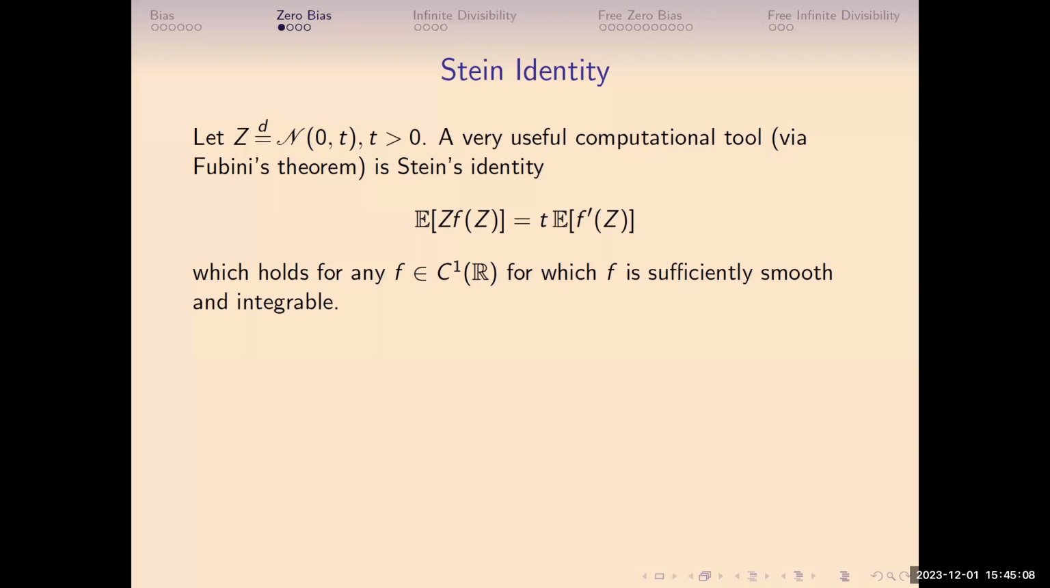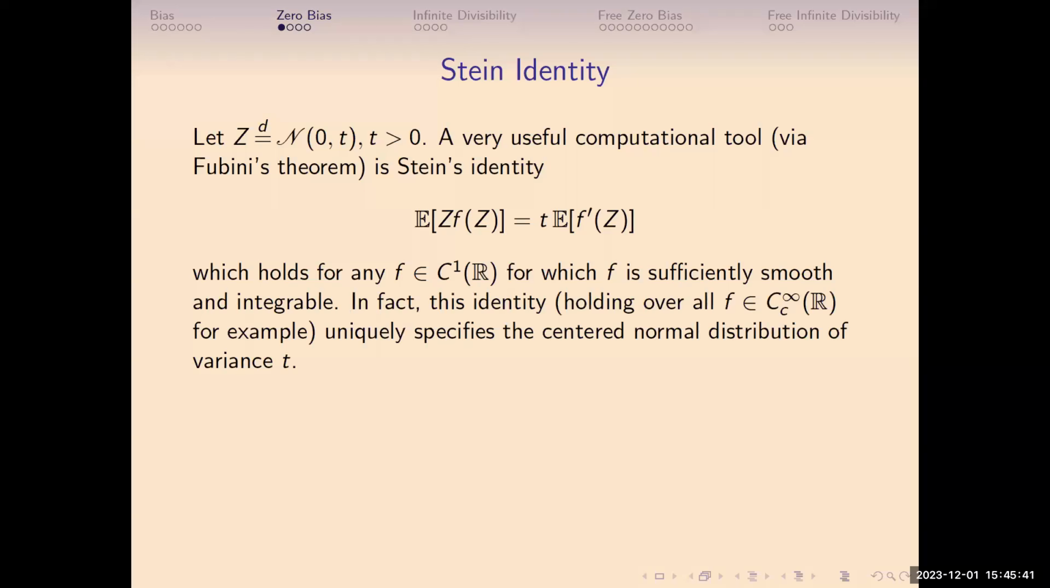Okay, so let t be the variance of the normal, and Stein showed that the normal (0, t) is characterized by the fact that this identity holds: the expectation of Z f(Z) is t, the variance, times the expectation of the derivative. If that is true for all sufficiently smooth integrable f, this is true if and only if we have a normal distribution. Okay, so this is a nice computational tool you can use to study the normal distribution. Right, so this is what I said, that this uniquely specifies the centered normal distribution with variance t.